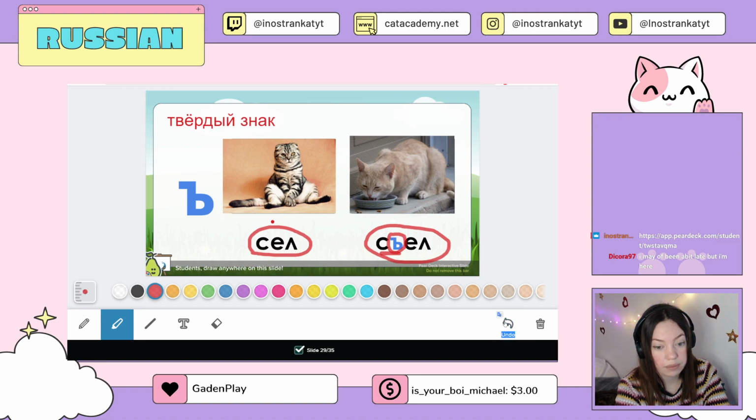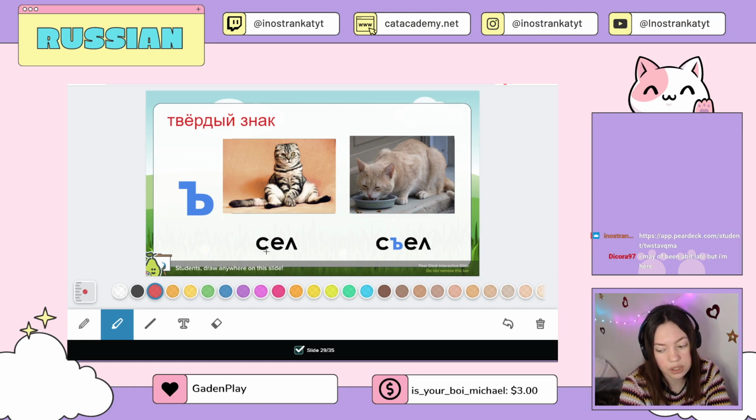So this твердый знак we always put after the consonant. It just has to show us if the consonant should be pronounced softer or harder. Сел, съел. But by itself it has no sound at all. Just твердый знак, just an indication that we should pronounce it a little bit harder.